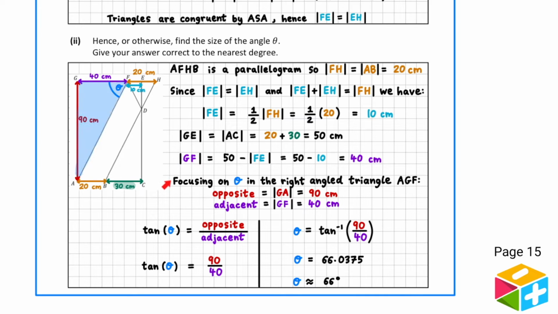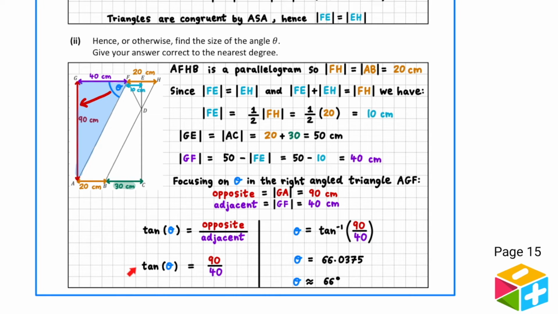Now, if we draw our attention to the theta in the right angle triangle AGF, you'll notice that the side opposite theta is GA, which is 90 centimetres. The side adjacent to theta is GF, which is 40 centimetres. In a right angle triangle, the tan of an angle is equal to the opposite over the adjacent. So we know that tan of theta must come out as 90 over 40.